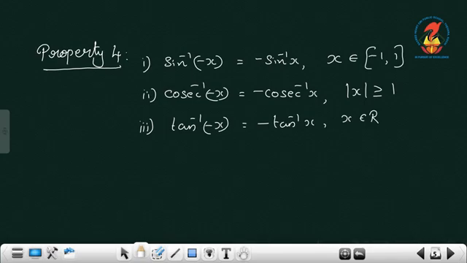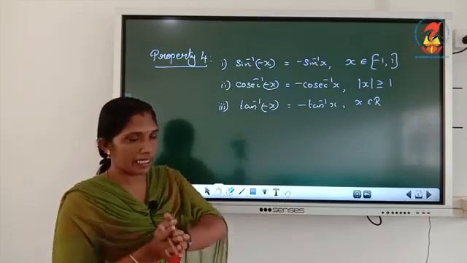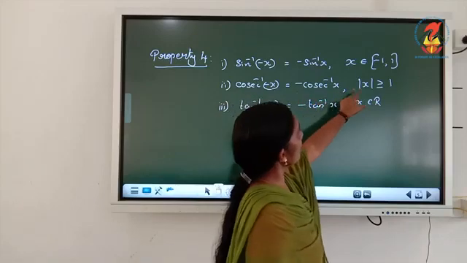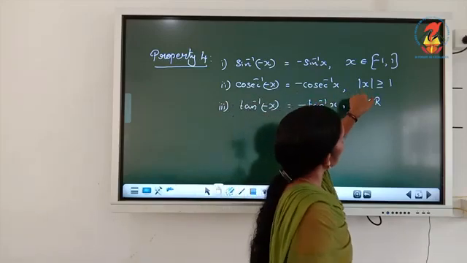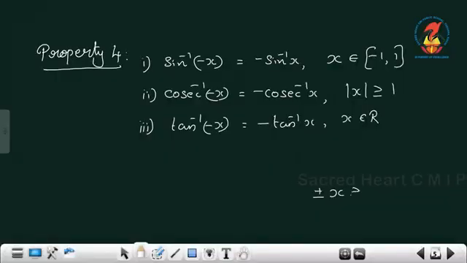Sin inverse minus x is equal to minus sin inverse x, and x is in minus 1, 1, that is the domain of the sin inverse function. Cosec inverse minus x is minus cosec inverse x. Tan inverse minus x is minus tan inverse x. Always these three functions are related. Cos, cot, sec are related. So here the cosec range, look at this range, mod x greater than or equal to 1.